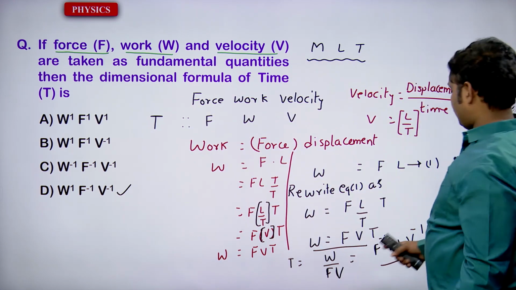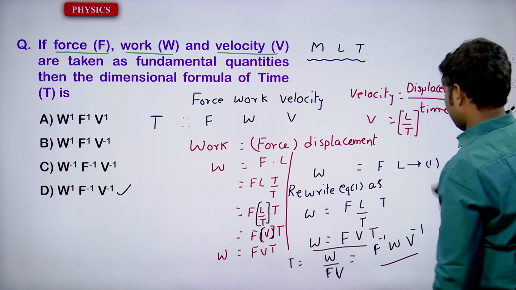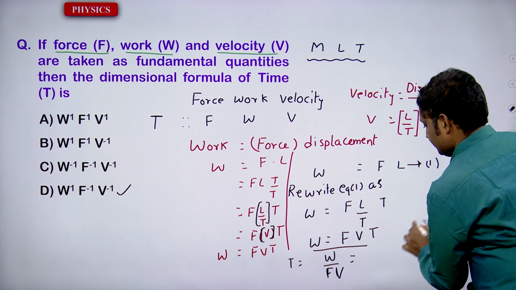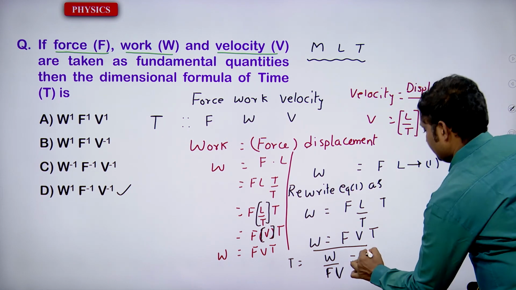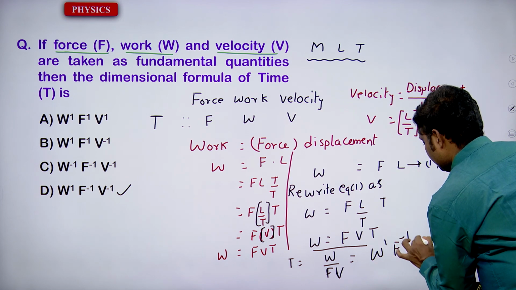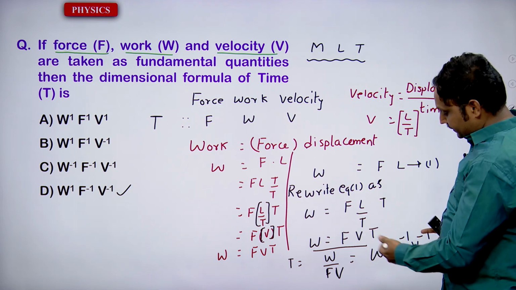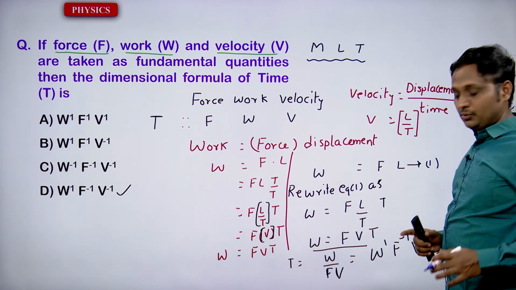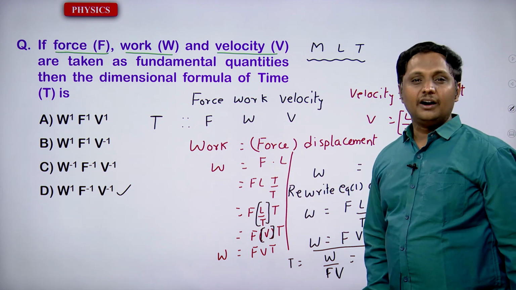If you are going to express this, write down W power 1, F power minus 1, V power minus 1. Whatever you have written in terms of W, F and V, it is very clear, you can easily find this out. All right, students, this is the answer.